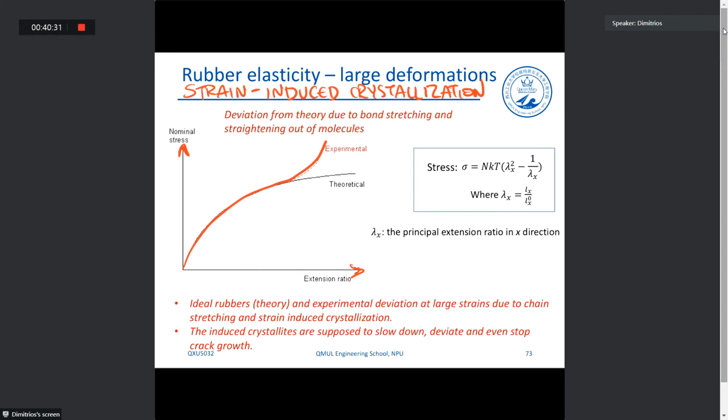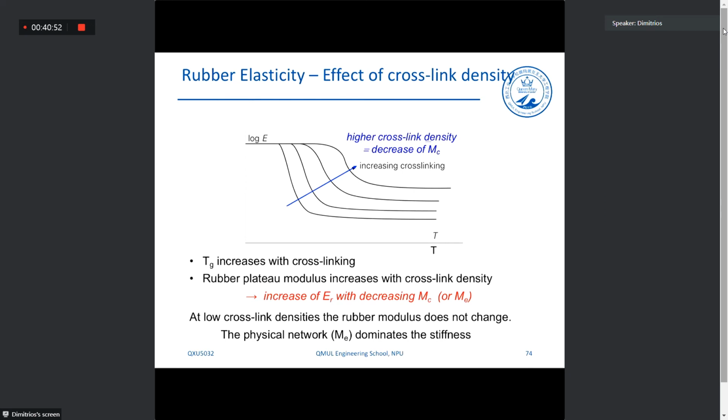curve at the large strains can show a deviation from theory, where essentially the stress increases. Okay, and that is the equation of the stress for elastomers.